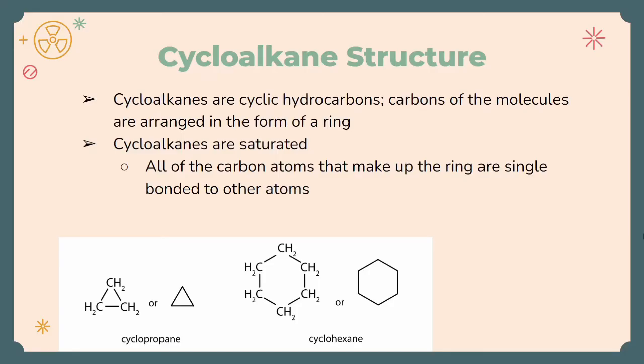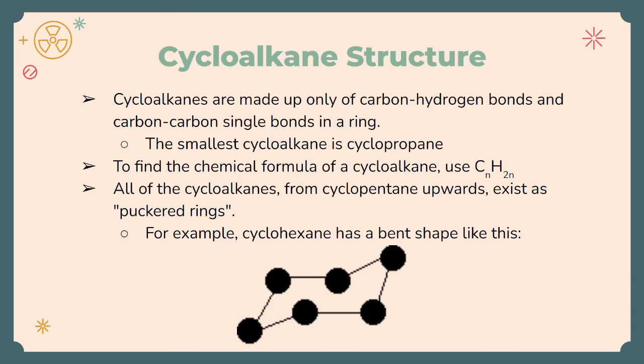Cycloalkane structure. Cycloalkanes are cyclic hydrocarbons. Carbons of the molecules are arranged in the form of a ring. Cycloalkanes are saturated. All of the carbon atoms that make up the ring are single bonded to other atoms. Cycloalkanes are made up only of carbon-hydrogen bonds and carbon-carbon single bonds in a ring. The smallest cycloalkane is cyclopropane. To find the chemical formula of a cycloalkane, use CnH2n.